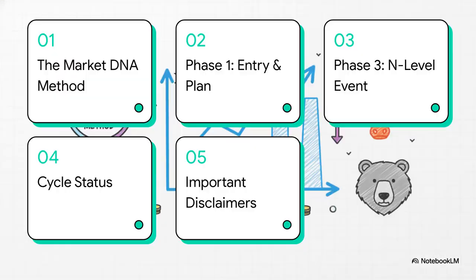That's it. Here's a quick roadmap of what we'll cover. First, a quick overview of the method as it applies to this cycle. Then we'll dive into the specific phases we observed. After that, we'll check in on the cycle's current status. And finally, we'll wrap up with some really important disclaimers.